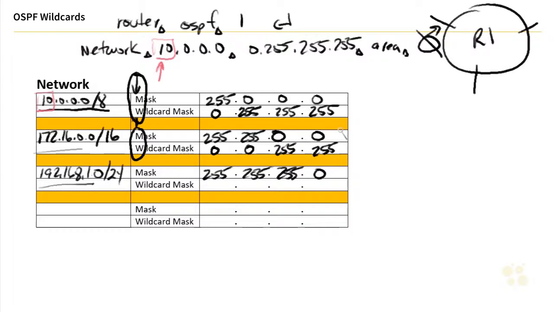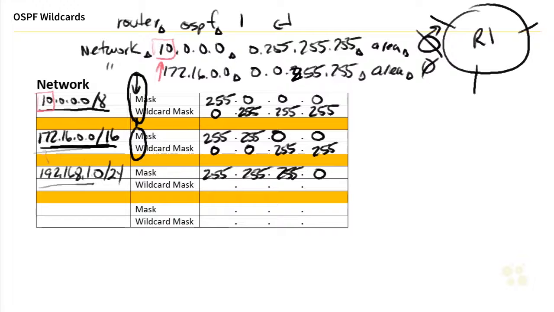Now, what we're doing in this video is we're focusing on networks that have nice, clean boundaries, where the separation between network on the left and host on the right is right between 2 of the octets. In the next video, we'll deal with how we handle subnets. And so if we were going to add this network as a network statement, we would say network 172.16.0.0, and then the wildcard mask, which means we only care about matching on the first 2 octets. And that'd be 0.0.255.255, and then we'd follow it up with area and the area we want that network to go into. In this case, area 0 again.